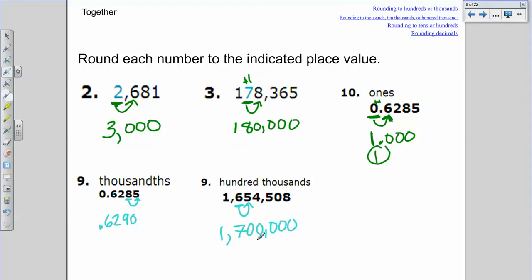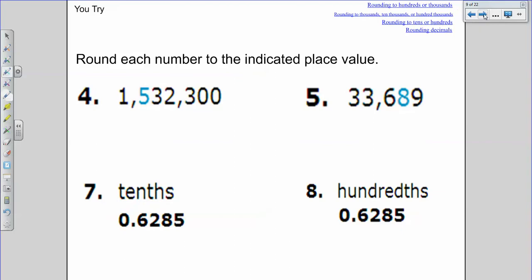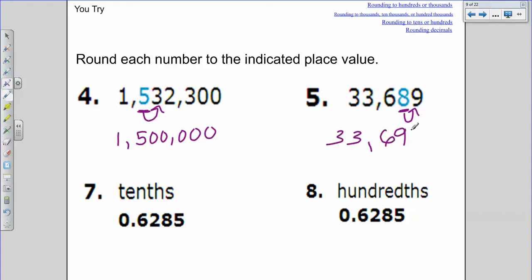Okay, so this is the process we're going to go through for rounding. We just did all of those together, and now you are going to try these four by yourself. So go ahead and hit pause, and I'll come back and tell you the right answers. All right, let's see how we did here. Rounding to the nearest 100,000. My 3 tells my 5 to stay the same. I'm going to rewrite everything to the left, and then everything else becomes zeros. My 9 tells my 8 to go up 1, rewrite everything else to the left, to the right becomes zeros.